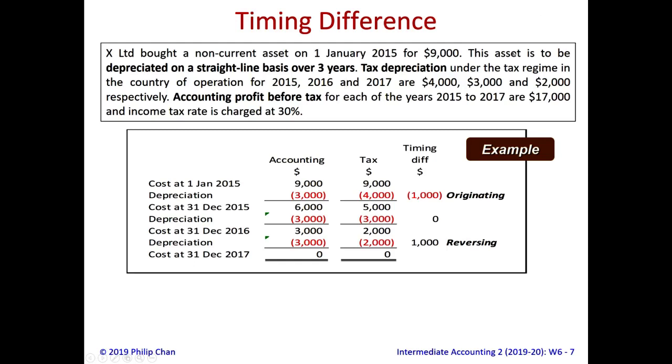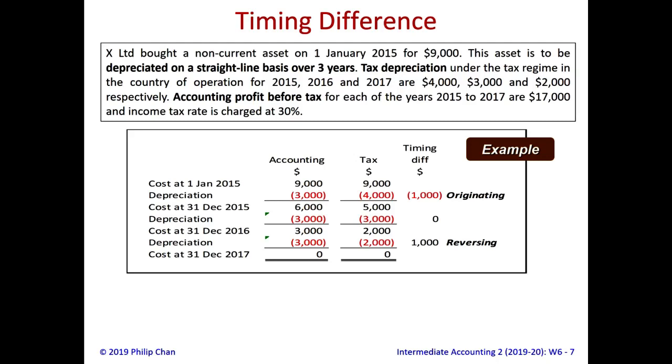Tax depreciation, however, under this tax regime in the country of operations for 2015, 16 and 17 are 4,000, 3,000 and 2,000 respectively. 4 plus 3 plus 2 is in fact what? Exactly 9,000. Okay, so of course we're assuming that there won't be residual value in this case. And the accounting profit before tax, remember, means what? Profit before tax, PBT.